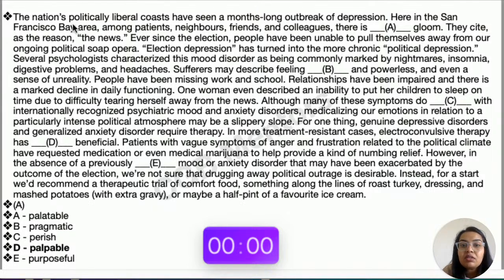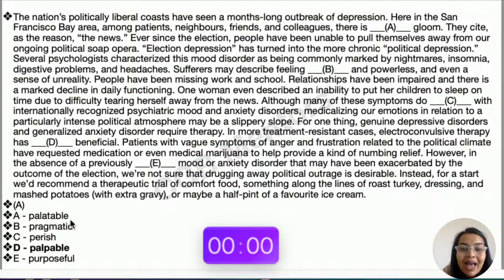So the nation's politically liberal coast have seen something. Okay, here in the San Francisco Bay Area, these people, there is a dash gloom. Gloom is in itself something that we experience. It is not something that we can measure or count. It was palpable. Palpable is something tangible, though maybe I cannot touch it, because gloom, sadness, is not something I can measure, but I can sense it strongly. That is being detectable, being palpable.